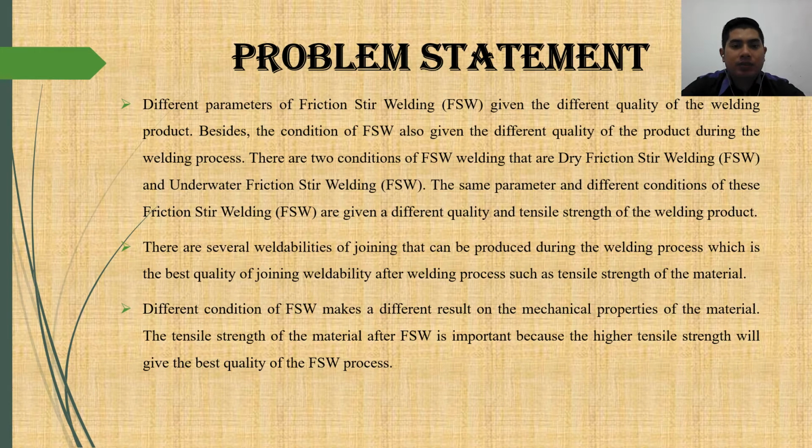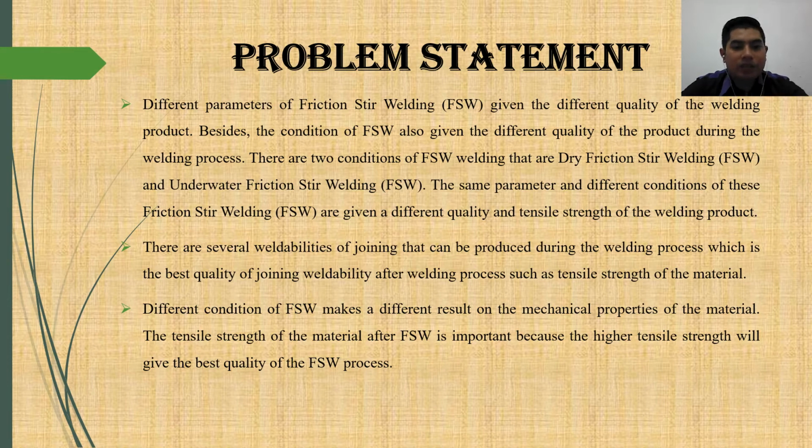Problem statement. Different parameters of friction stir welding give different quality of the welding product. Besides, the condition of friction stir welding also gives different quality of the product during the welding process. There are two conditions of friction welding process, that are dry friction stir welding and underwater friction stir welding. The same parameter and different condition of this friction stir welding give a different quality and tensile strength of the welding product.